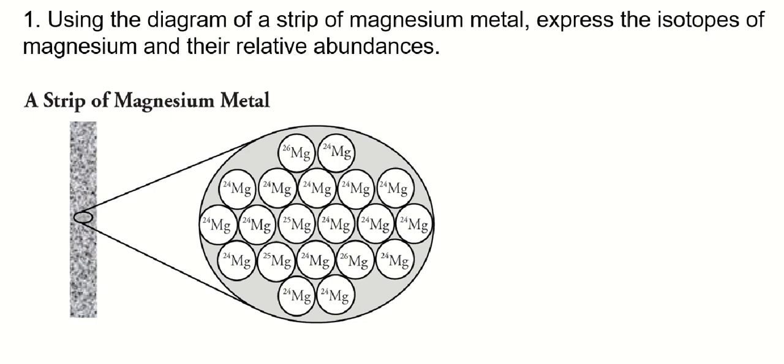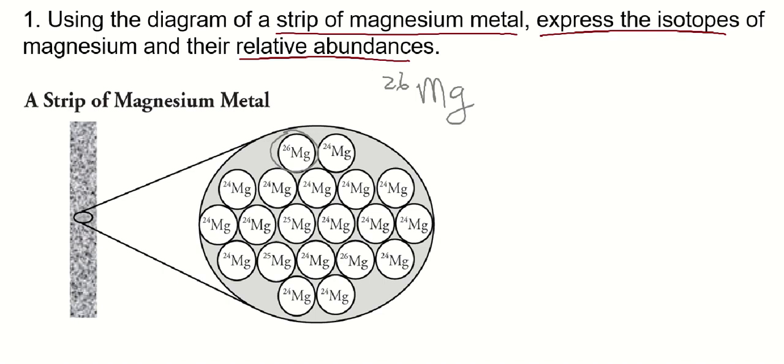We're going to use the diagram of this strip of magnesium metal and express the isotopes and the relative abundance. So let's count. All right, let's see what isotopes we have. Okay, got a 26 there, so magnesium 26. How many of them do we see? 1, 2, there's another one there, and that's it. There's 2 of them. 2 out of how many?